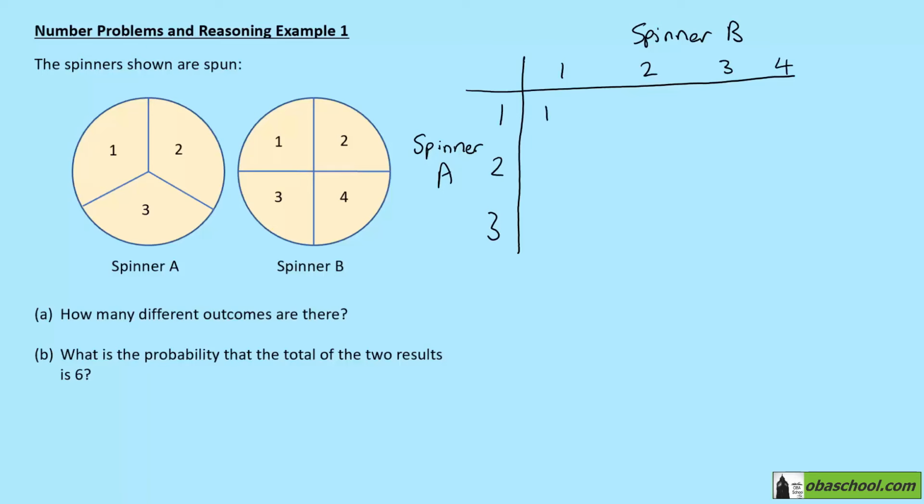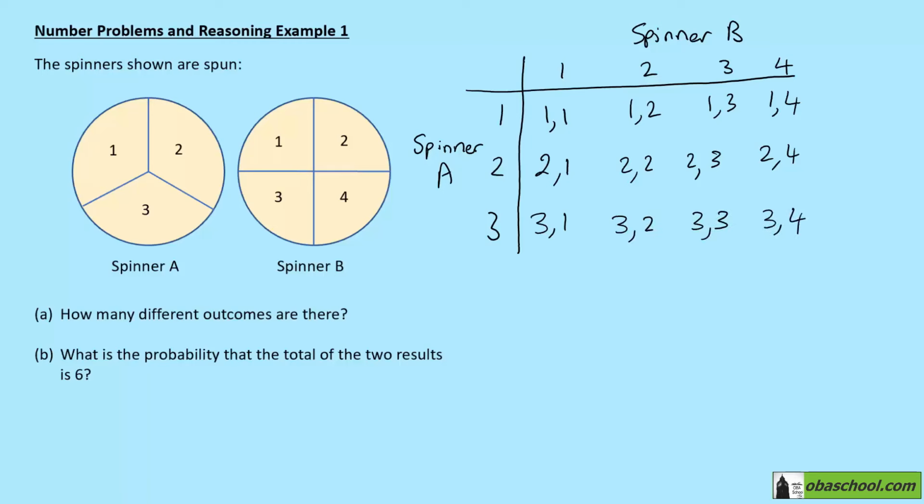So if we were here, that's 1, 1. 1 on spinner A, 1 on spinner B. This would be 1, 2, 1, 3, 1, 4, 2, 1, 2, 2, 2, 3, 2, 4, 3, 1, 3, 2, 3, 3, and 3, 4. And so I can see that there are 12 outcomes.